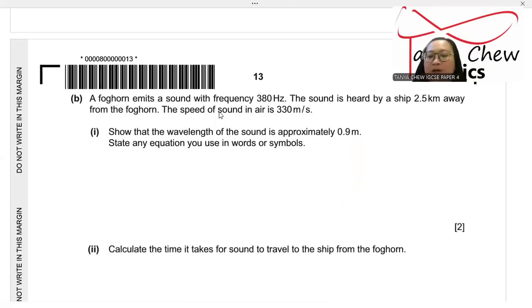The sound is heard by a ship 2.5 km away from the foghorn. Speed of the sound in air is 330 meters per second. First one, show that the wavelength of sound is approximately 0.9 meter. State any equation that you use in words or in symbols.